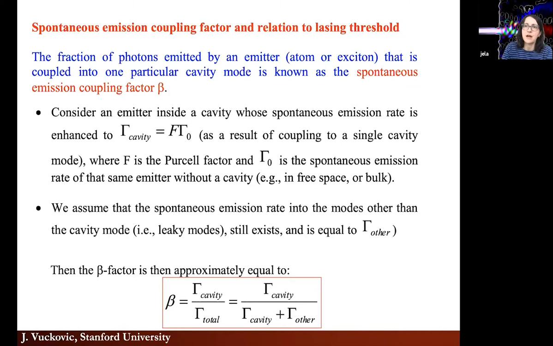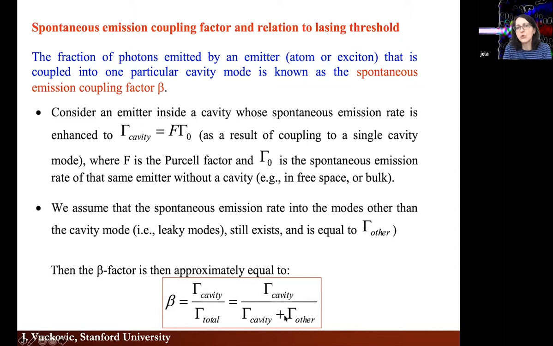So anyway, beta factor is essentially related to spontaneous emission and tells you what fraction of spontaneous emission goes into one specific cavity mode, the mode that will become the lasing mode, relative to the total spontaneous emission rate. And here I just wrote that the total spontaneous emission rate is the emission into that cavity mode, lasing mode, plus all the other modes, okay?